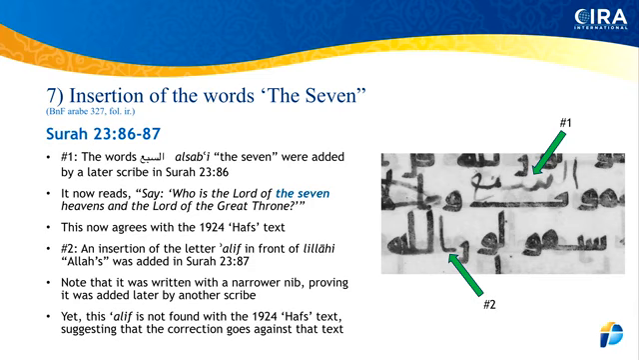And what is the word that they've added above the line? Look at number 1 there, the green arrow. What's the word that they've added there? This is the word. I'm going to highlight it. It's right here, and it's as-sab'a, the 7. Okay. So it used to say, who is the Lord of heavens and the Lord of the great throne. Which is okay to say.